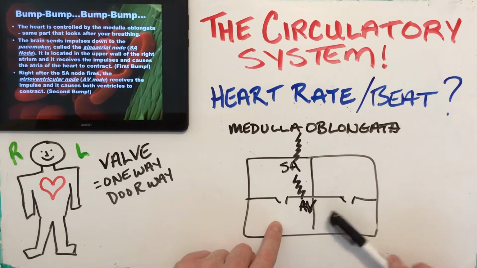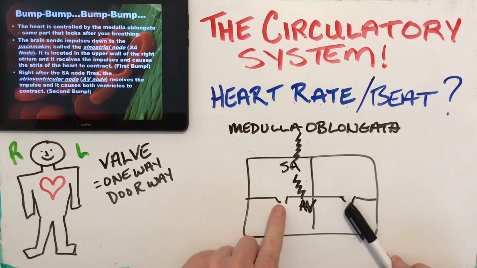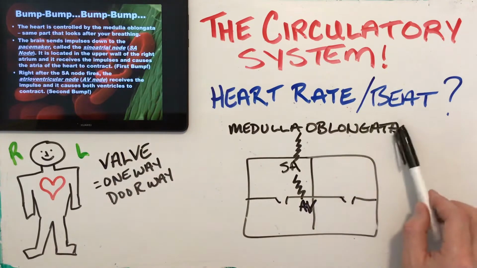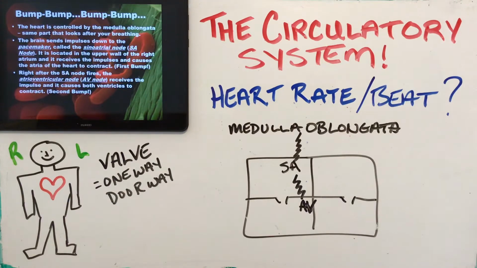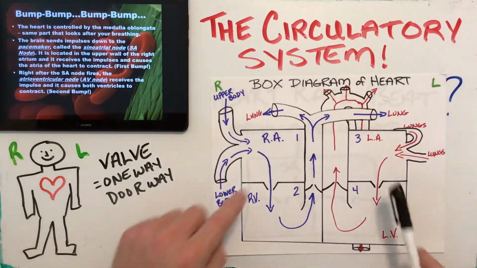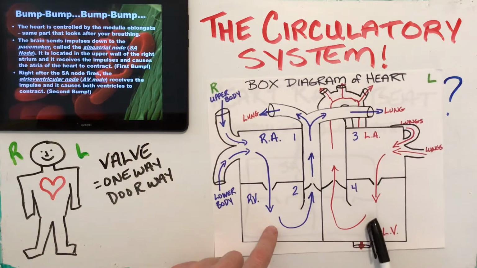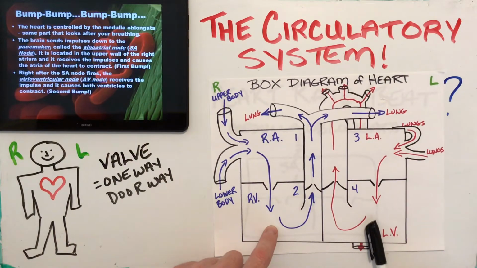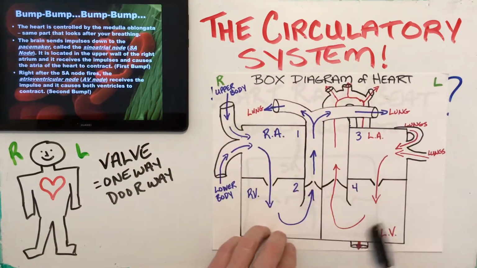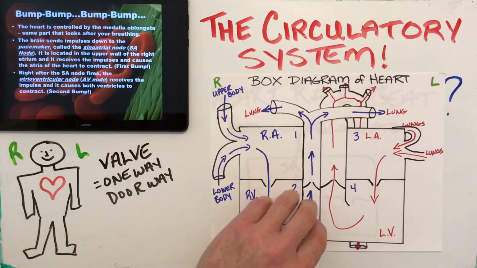Atrioventricular. Ventricles, the bottom rooms. When they squeeze, it can't go back up, but it goes up and out. On this side, out to the lungs. On this side, out to the rest of the body. Right? Like in our box diagram. So if I bring that back up, the SA node fires and blood goes down into here. The AV node fires and the ventricles squeeze and it's up and out. On this side to the lungs, on this side out to the body. All right?